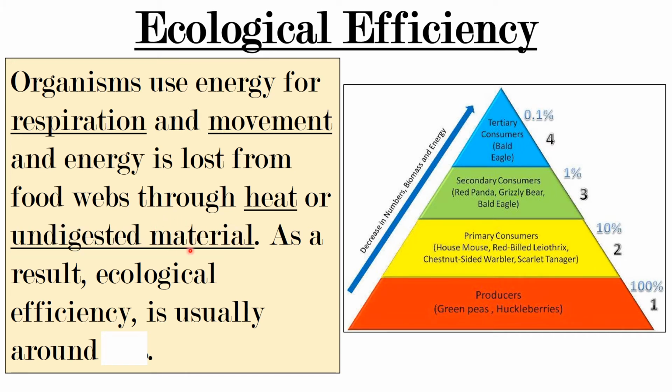Okay, that's a wee National 5 biology question there, isn't it? How can energy be lost from food chains? As a result, ecological efficiency is usually around 10%. 10% of energy is usually passed on because it's either used for respiration or movement, or lost through heat or undigested material.